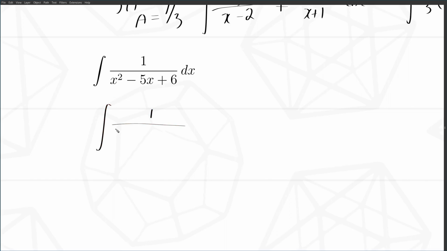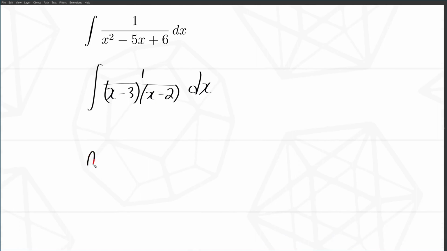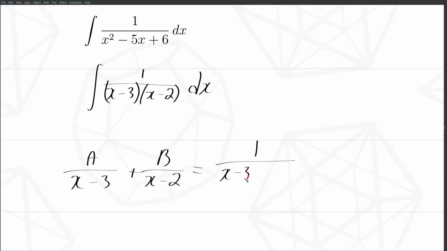integral of 1 over x minus 3, x minus 2 dx. And let's make up some coefficients. So we have a over x minus 3 plus b over x minus 2 is equal to the original expression, which is 1 over x minus 3, x minus 2.